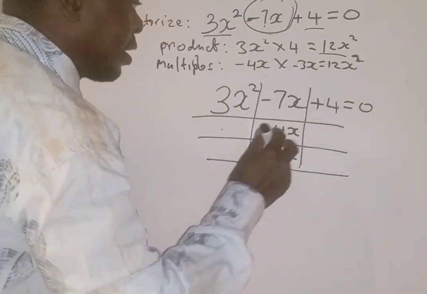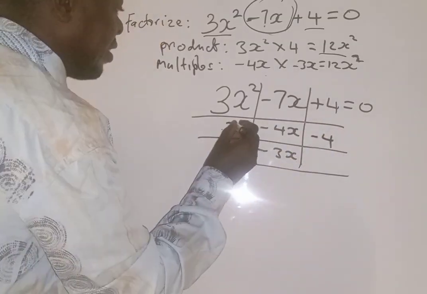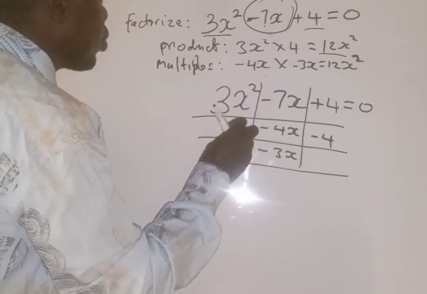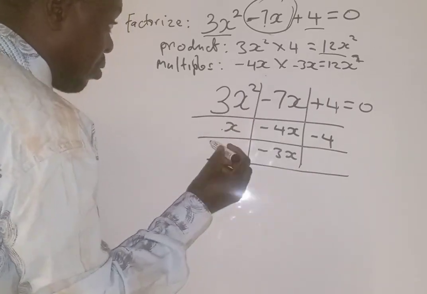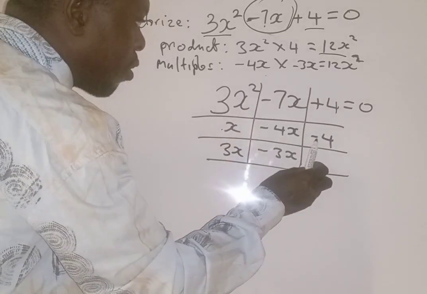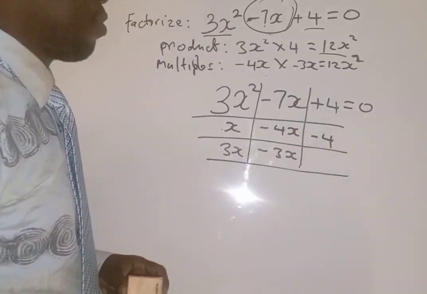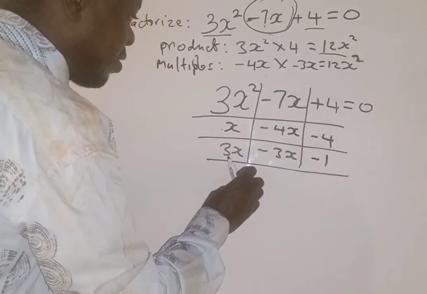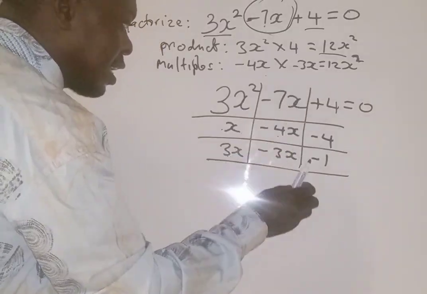Now suppose I took negative 4 this side. I only need x this side. So x times negative 4, I get negative 4x. Now this x I've taken out of this 3x squared. So this remaining of 3x squared, divide this by that, you will see that what is remaining is 3x. This negative 4, I've taken it out of positive 4. Now what is remaining when I take negative 4? What is remaining is negative 1. So multiply this and this, you get this. Multiply this and this, you get that. Add this and this, you get that. Multiply this and this, you get that.